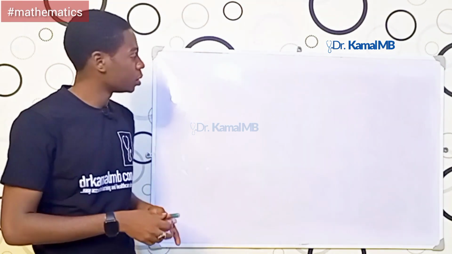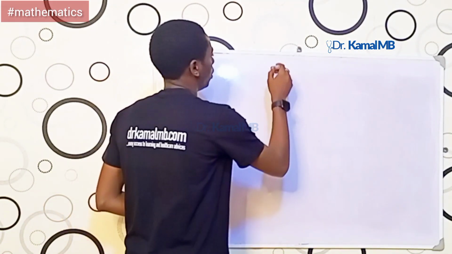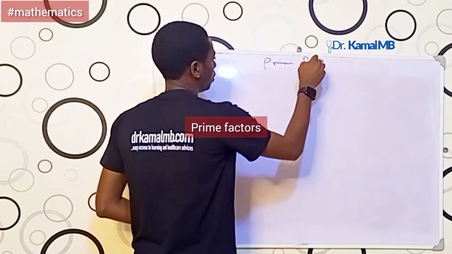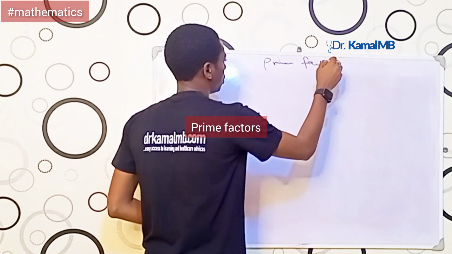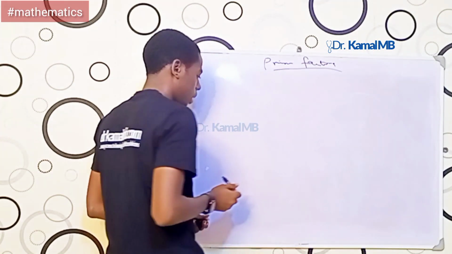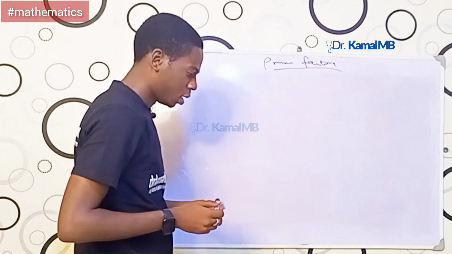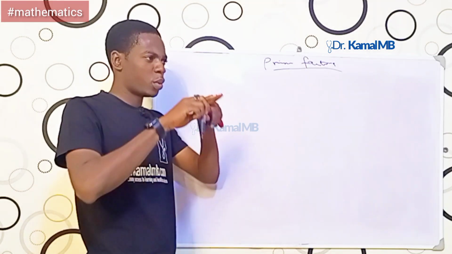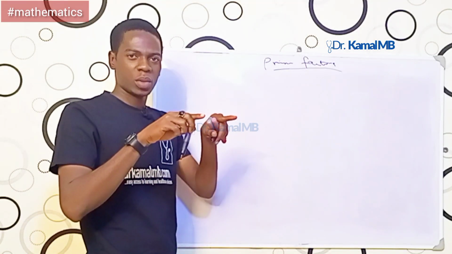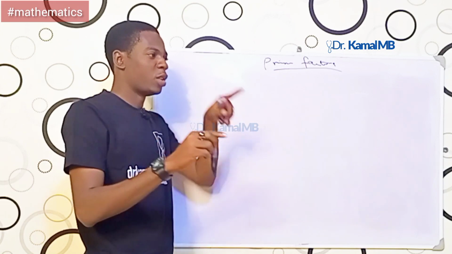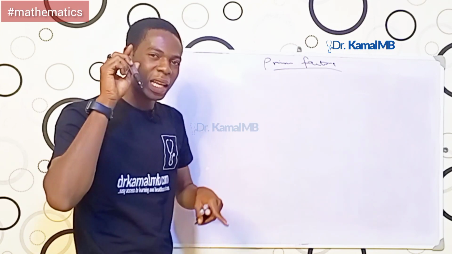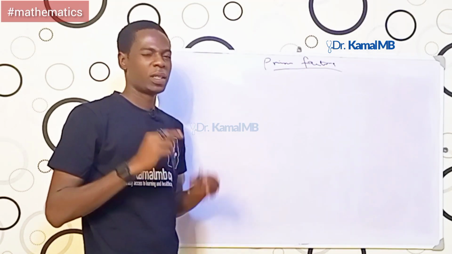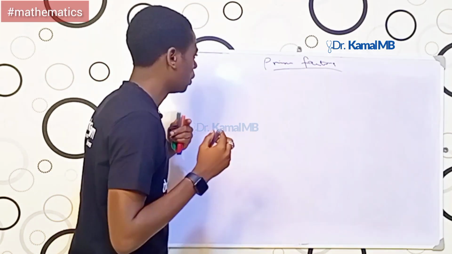Today we're going to have a discussion on prime factors. So what are these prime factors? If we get any positive integer, the prime factors of it are the numbers that, when you multiply them, will give you the exact value of that positive integer. It sounds complicated. Okay, let me give you an example.